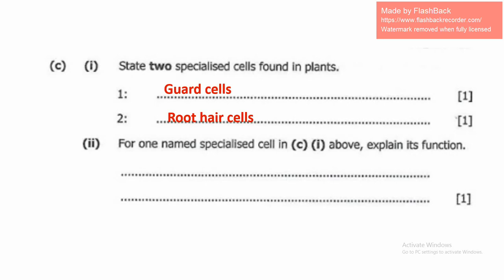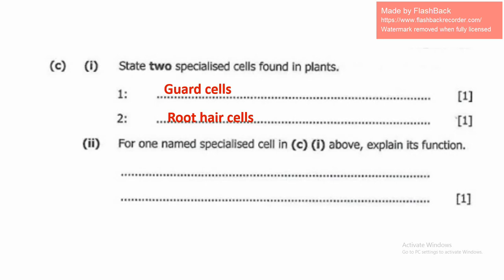Okay, that is it. So here they just said state two specialized cells in plants. I've just picked out guard cells and root hair cells, but there are a lot. We have palisade cells, we have xylem cells. You can name any of those so long as they are plant cells.